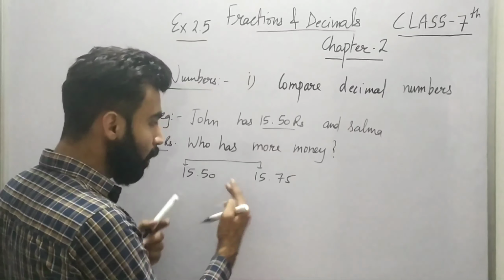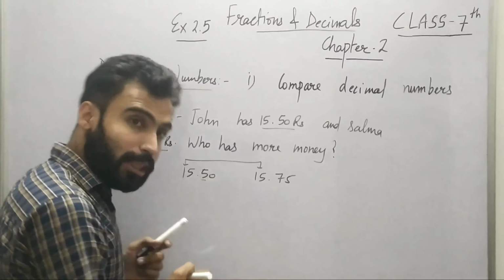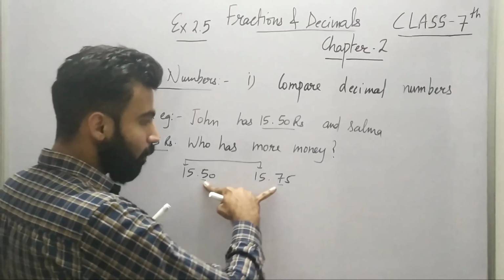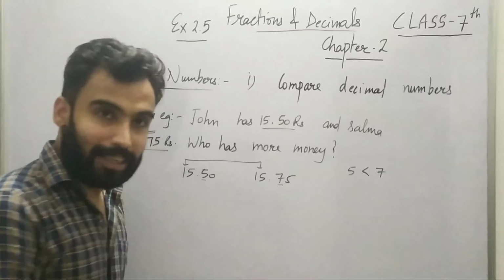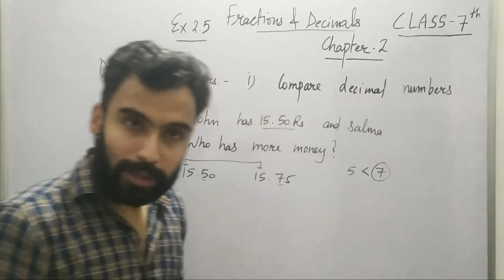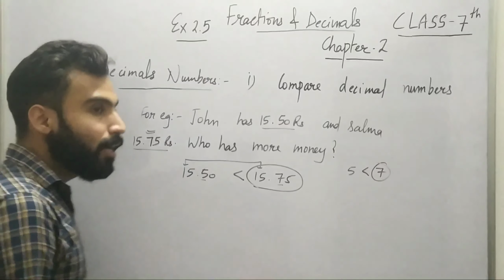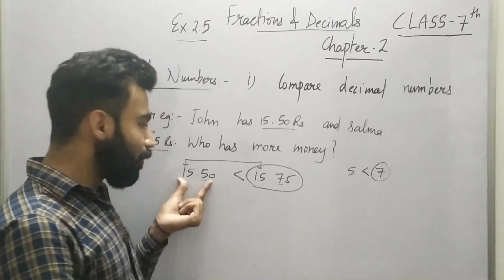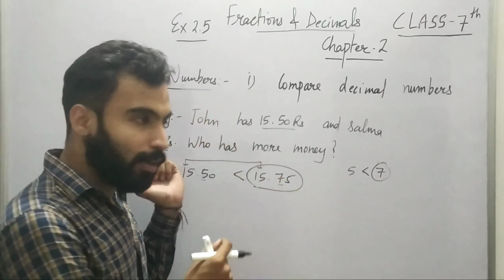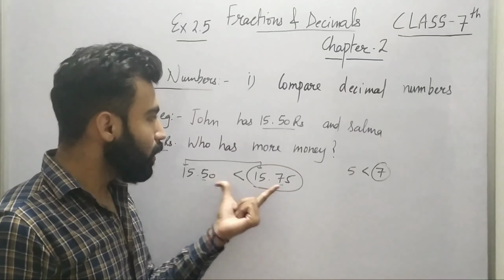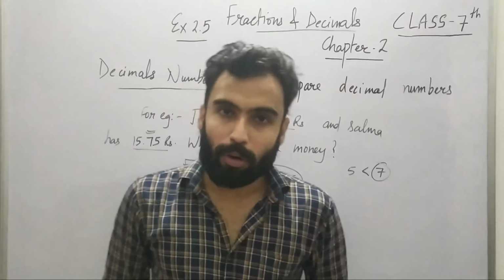Let me move to the right hand side of the decimal value. Now we are going to compare one by one, starting from the tenths place. We are comparing 5 and 7. You know that 5 is clearly less than 7, which means 7 is the greater value. That means it is clear that 15.75 is more money than 15.50. So this is how we compare digit by digit, from left to right. Wherever the digits become smaller or greater, we recognize which value is greater or smaller.